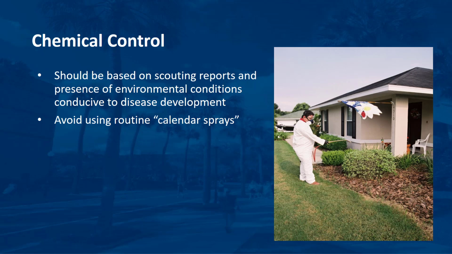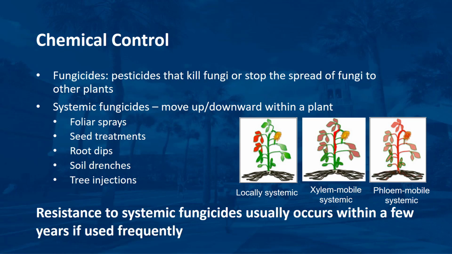Regardless of what other IPM strategies are used, it is sometimes necessary to apply pesticides to manage plant diseases. Pesticide applications should be based on scouting reports and the presence of environmental conditions conducive to disease development in established planting systems. Avoid using routine calendar sprays, which can be wasteful and impact populations of beneficial organisms. Fungicides are pesticides that kill fungi or stop the spread of fungi to other plants.